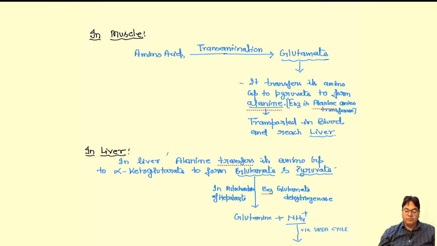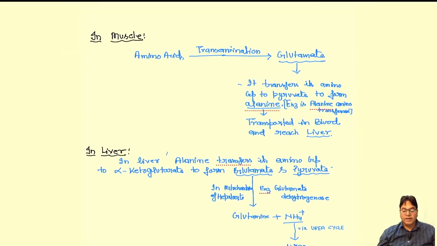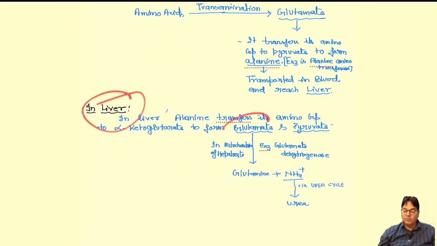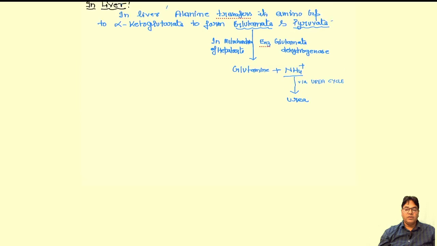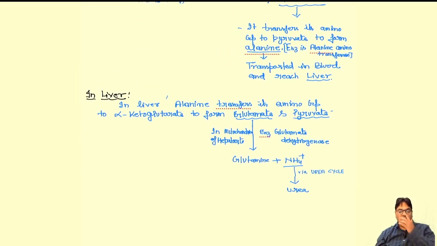So this is the write-up of what I have shown you through the diagram. Inside the muscles, amino acids are forming glutamate, and in the liver, the glutamate again gives rise to ammonia, which is converted into urea via the urea cycle. So this is how the catabolism of amino acids during the metabolism of protein takes place.